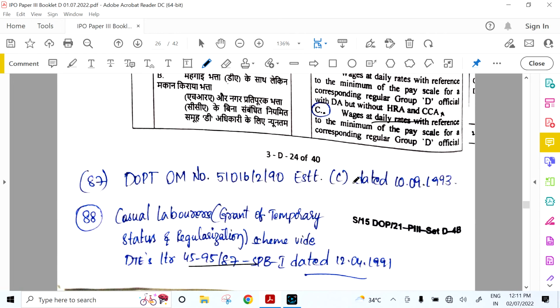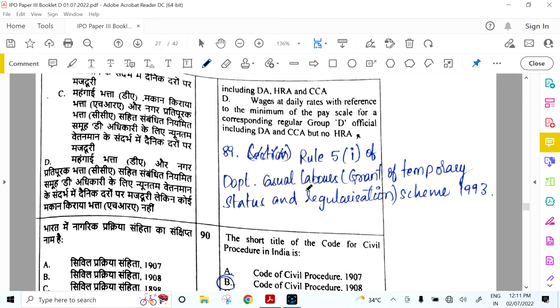Okay, if you want the memo to be seen, these two things you will find in the Establishment and Administrative Norms, Swamy's big book. In that you can find this. 89 is with reference to Rule 5.1 of the DOPT Casual Labourers Temporary Status and Regularisation Scheme 1993.